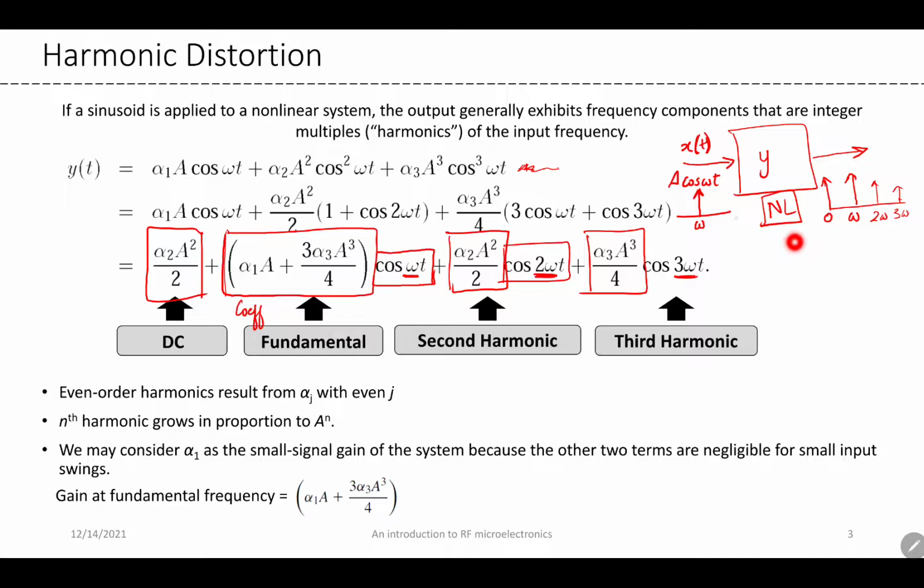Now let's look at some points which we can gather from this. So first of all, this distortion, that is the generation of these extra harmonics which were not present in the input signal, is called harmonic distortion. So now we have a distortion in which extra harmonics have been created.